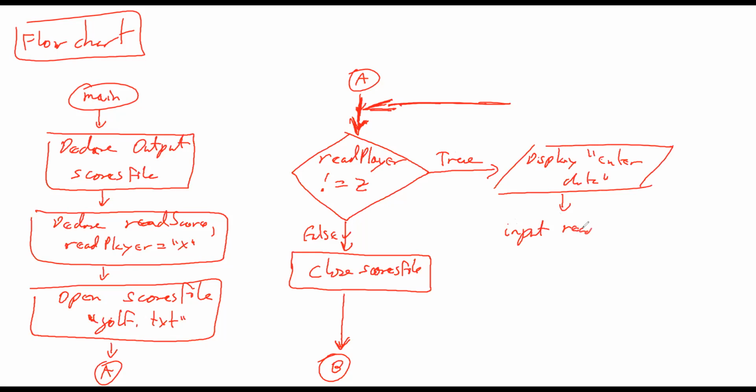Read player. Same thing. Right? Then we say, we had another if statement there about the value being Z. So we're going to evaluate that, but not in a loop. So we're just going to say, is read player not equal to Z?